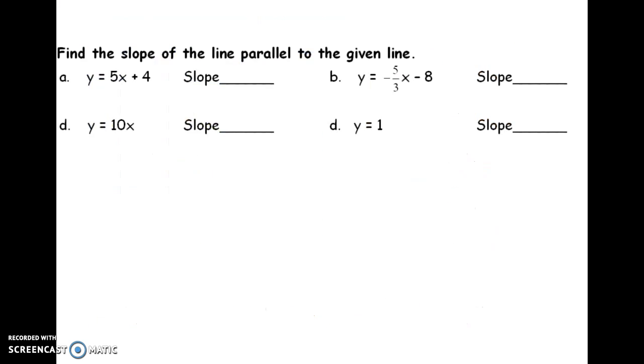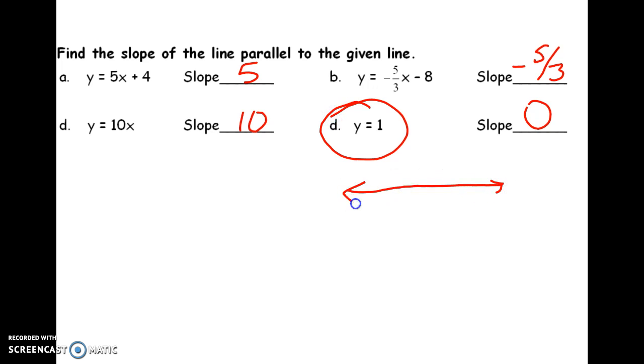So if we're finding the slope of a line parallel, all we're doing is finding the same slope. So pause it and then check your answers. So these would be the parallel slopes. And don't forget that those y-equals lines are your horizontal lines that have a slope of 0. Very tricky.